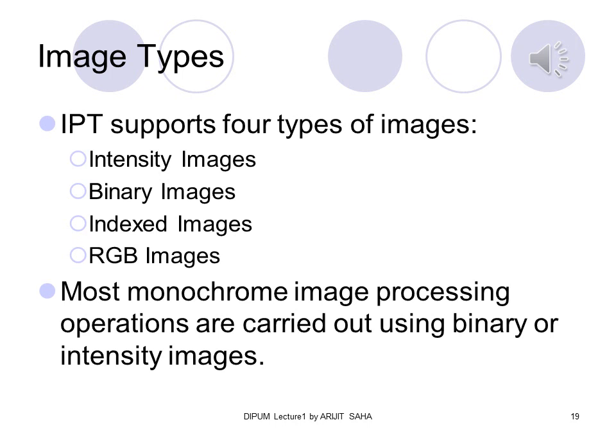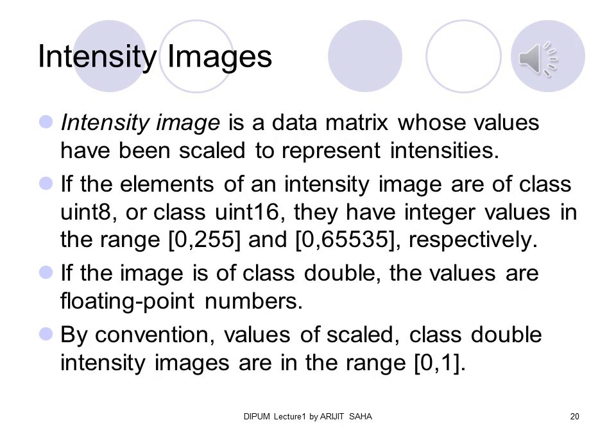What are the different image types being supported? IPT, or Image Processing Toolbox in MATLAB, supports 4 types of images: the intensity images, the binary images, the indexed images, and RGB images. Most monochrome image processing operations are carried out using binary or intensity images. What is an intensity image? An intensity image is basically a data matrix whose values have been scaled to represent intensities only.